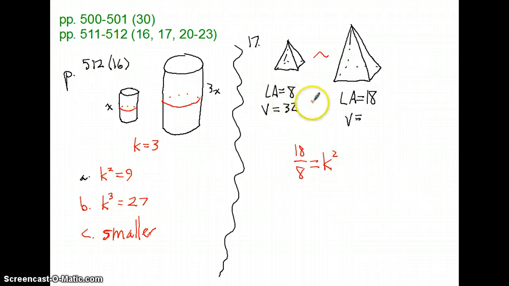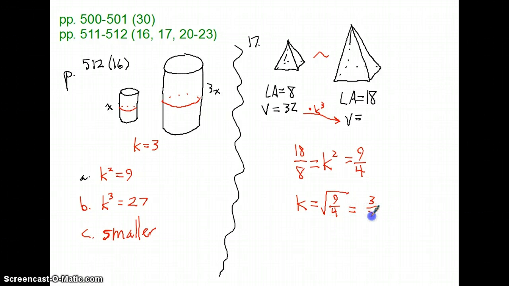What I need to do with this 32 then, since I need to make a new volume of it, I need to multiply it by k cubed. So I have k squared. That's actually 9/4 if you reduce that fraction. No, it's not 9/4. Oh yeah, it is 9/4. Just reducing the fraction. Yeah, divide both those things by 2. That means that k is the square root of that. Yes, I'm going to need k in order to figure out what k cubed is.